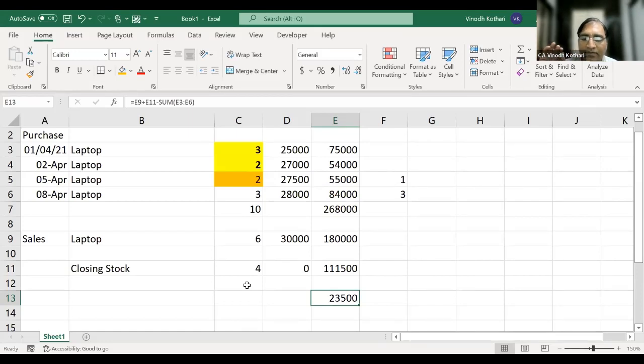Second method, which method? First in, first out method or average stock valuation method? First in, first out, right? So you have to follow only the first in, first out method.